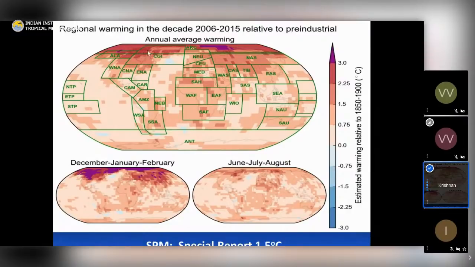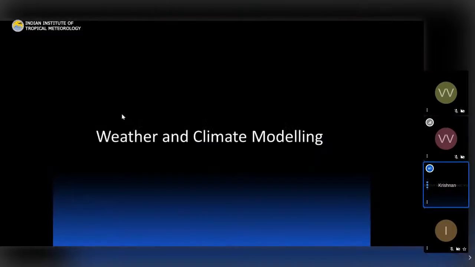You can see much of the warming is happening, annually, around the higher latitudes, mostly in the polar regions and in the regions of North America and Europe and also Asia. And the warming is more during the northern winter, December, January, February. The magnitude of warming is less during the northern summer. So basically the warming is not spatially uniform. You have higher warming at the higher poleward regions, at the extratropical regions and the polar regions. This we have to keep in mind.